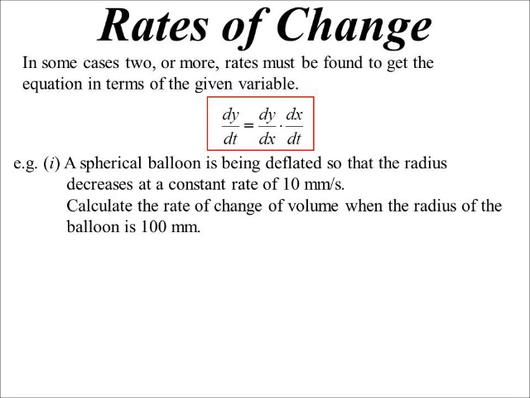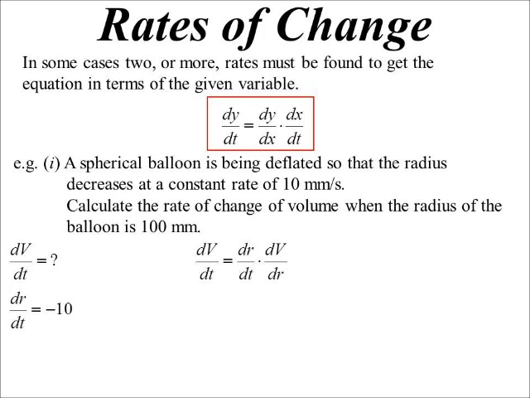So, let's see what we can come up with. We want to find dV/dt. What information have we been given? We know dr/dt is negative 10. So we want dV/dt. We've got dr/dt. If we can come up with a relationship between V and r, we can do some calculus on that, and we should be right.